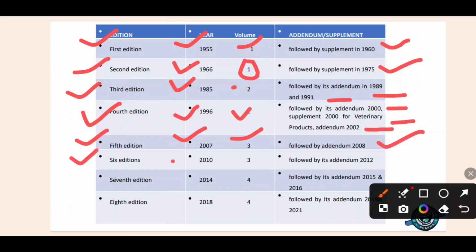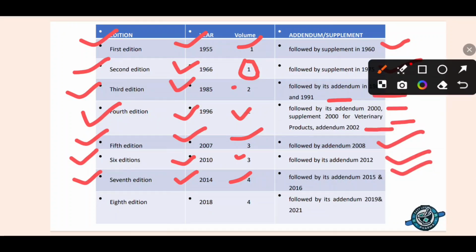And the fifth edition was published in 2007 with three volumes, followed by its addendum in 2008. The sixth edition was published in 2010 with three volumes, addendum 2012. The seventh edition was published in 2014 with four volumes, followed by its addendum in 2015 and 2016. And the last, eighth edition was published in 2018 with four volumes, and addendum in 2019 and 2021.